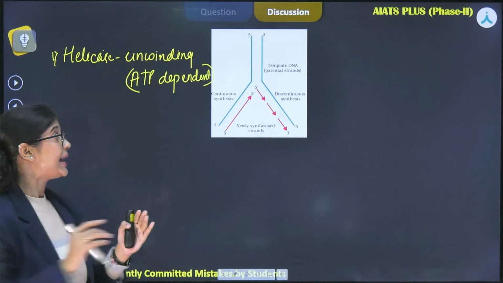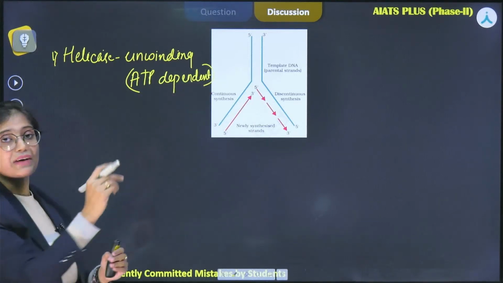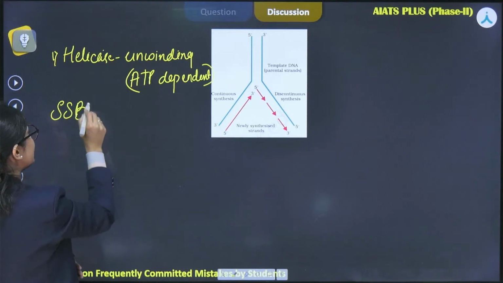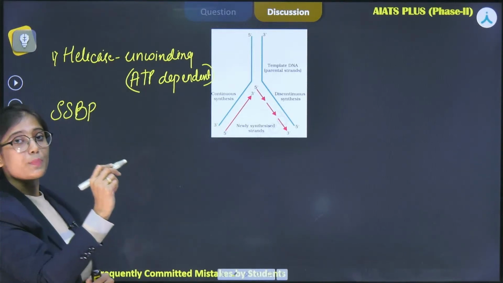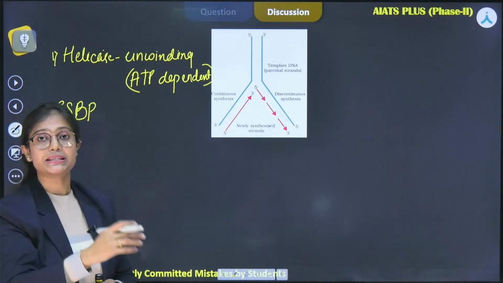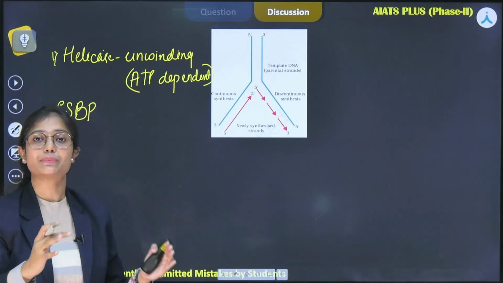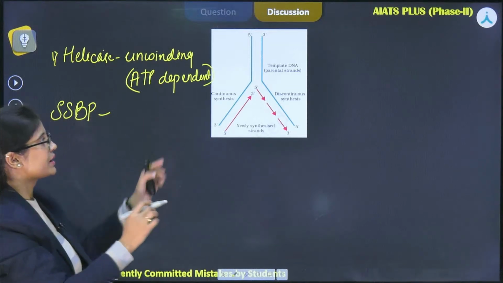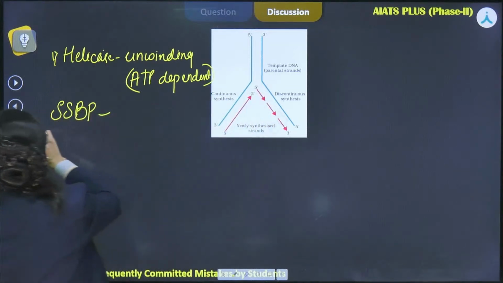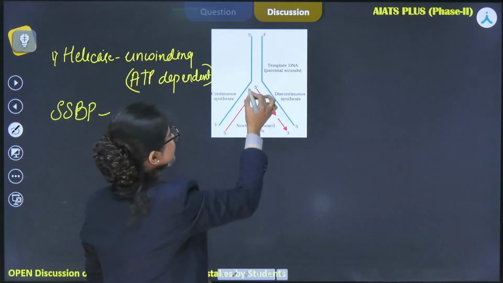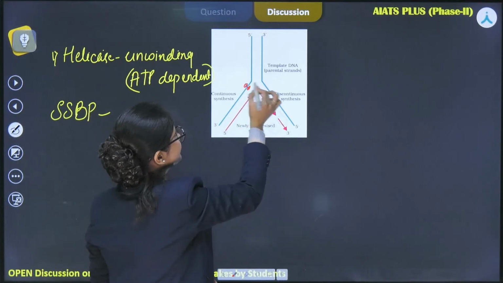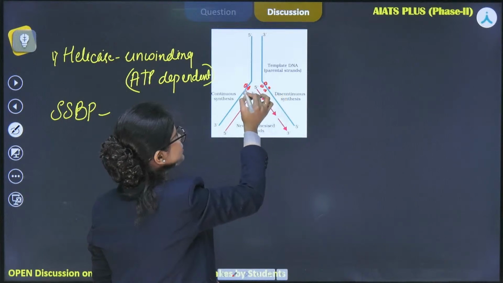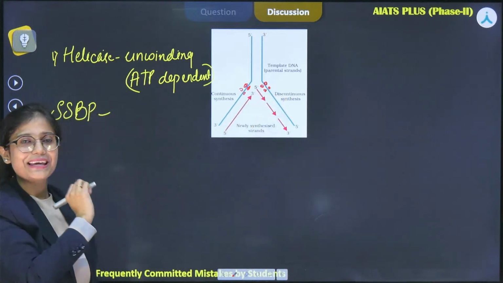Then to stabilize them, we have certain proteins which are known as SSBP, single-stranded binding proteins. These are basically stabilizers which will stabilize the single-stranded DNA, right? So they will come and attach here, so that they do not bind and form double-stranded structures like this.